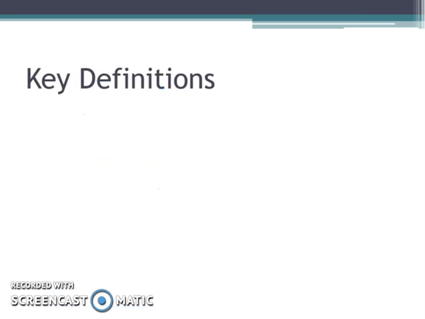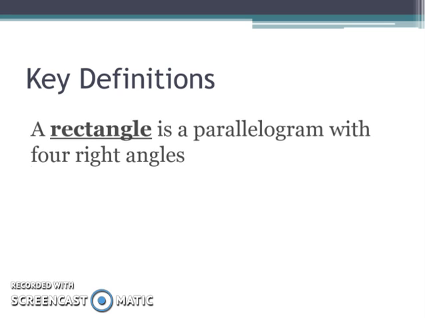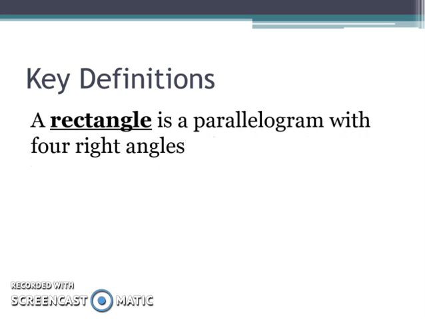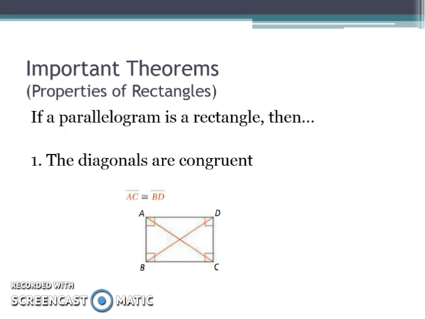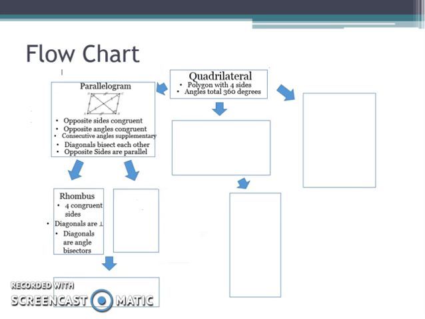Our next definition is a rectangle. A rectangle has four right angles, right? Equiangular. Again, it doesn't have to be a square to be a rectangle. Okay. So if a parallelogram is a rectangle, then one of the properties is that the diagonals are congruent. So here, AC is congruent to BD. We're going to fill this into the flowchart again. A rectangle has four right angles, and the diagonals are congruent.